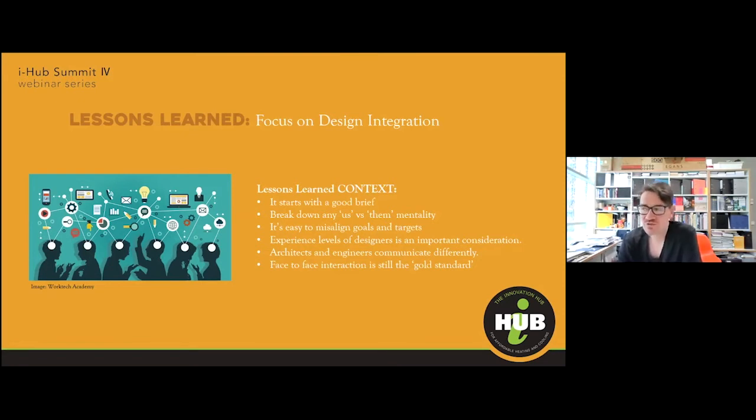Now, the experience level of designers is a very important consideration, and in our case there's probably a difference to practice. Our students had to do a lot of catching up with material to understand environmental design principles in the first place, the basic fundamental issues related to carbon and so forth. That goes both for the engineers as well as the architects. And of course, we communicate differently.